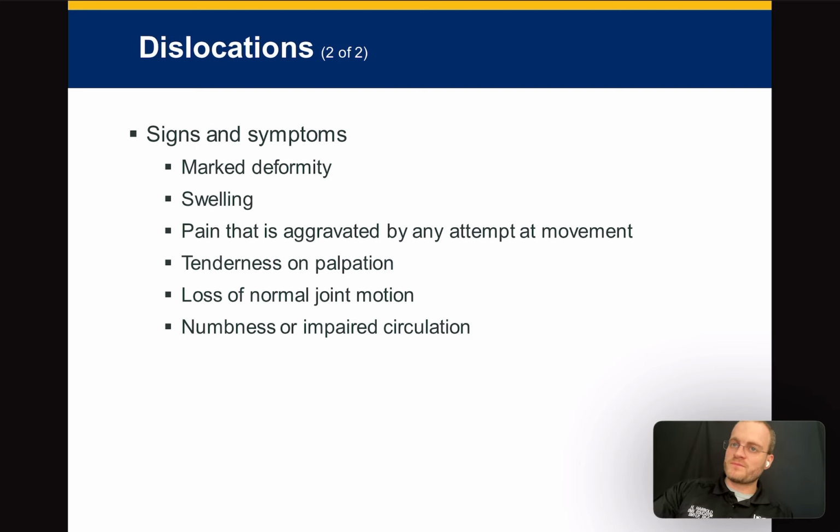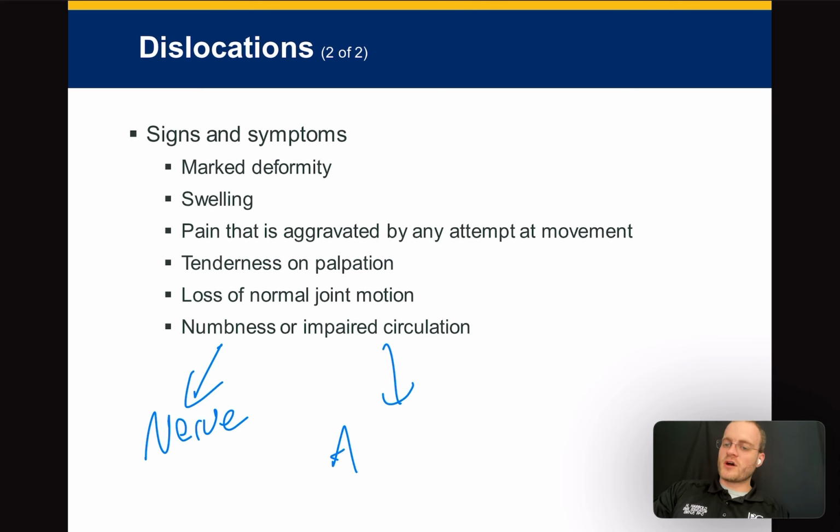Why numbness? Right? Why would the joint be numb? Because the nerve has been compromised. Why impaired circulation? Because the arteries and veins have been compromised. Okay. So those are all things to consider. This is why if they don't reduce, they become a serious problem.